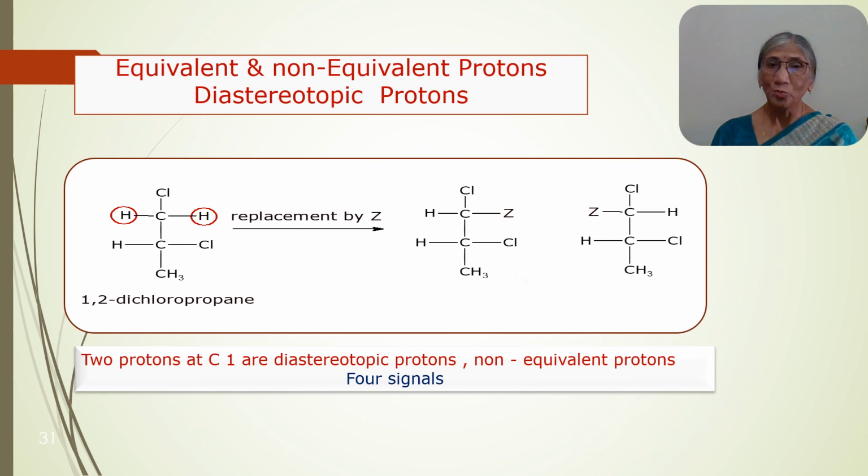So the 2 methylene protons are diastereotopic protons. The compounds formed are diastereoisomers and the 2 protons are diastereotopic protons. And we know that NMR can distinguish between diastereotopic protons. And that's why in the NMR spectrum of 1,2-dichloropropane, you see 4 signals.